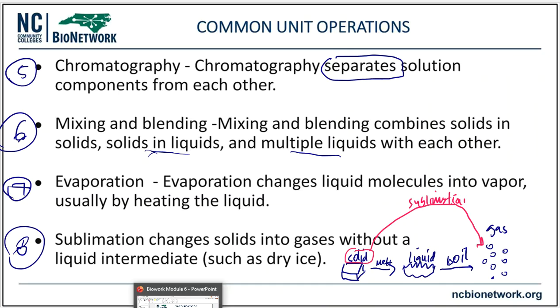If you've ever worked with dry ice before, it is a solid block, and that solid block gets put down into a cooler. There's no liquid intermediate that forms, and that dry ice will eventually go into a gas, a fuming cloud, and it keeps your stuff cold, hence dry ice. So it goes straight from a solid to a gas form, and hence sublimation.